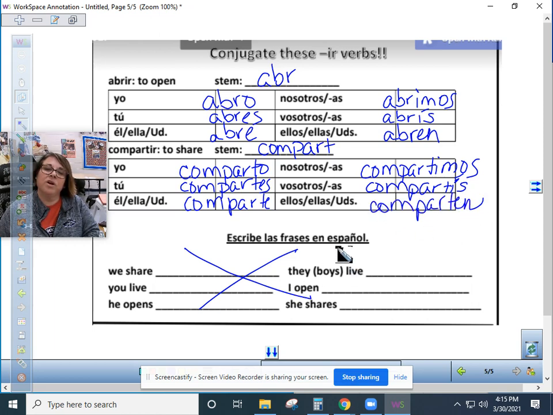See? And do not worry about this part. We won't do that. And that's all the notes for ER and IR verbs. Basically, it's just memorization, guys. That's all there is to it. Okay?